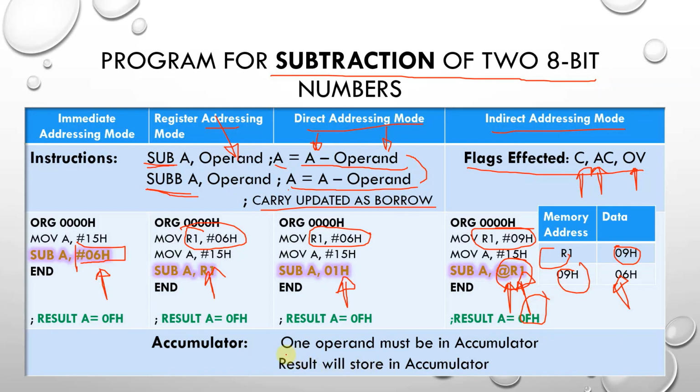Now the things to be noted here are the same as those of the addition instruction. The flags affected are carry, auxiliary carry, and overflow, and one of the operands must be in the accumulator and the result will be stored in the accumulator.